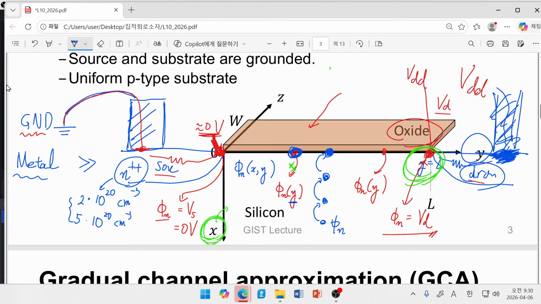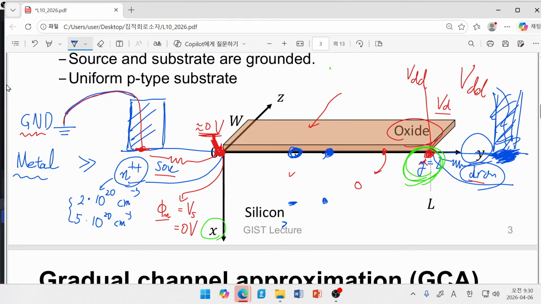I'm asking this question because almost immediately I have written in this way: phi n as only a function of y. So I just omitted the dependency on x. Why can we do this? That is another question we have to answer correctly. Do you have any idea why we don't have this x directional, vertical directional variation?